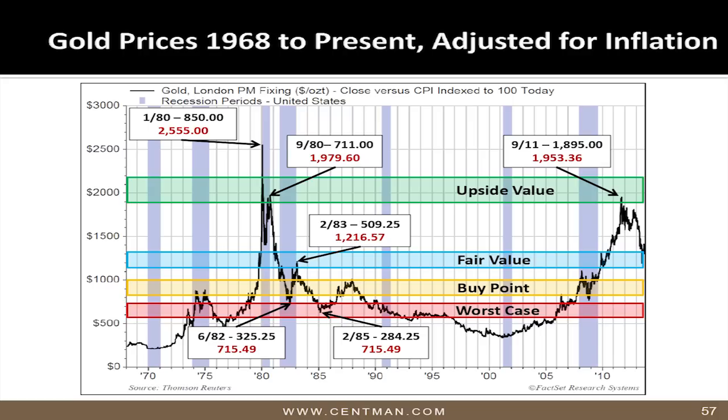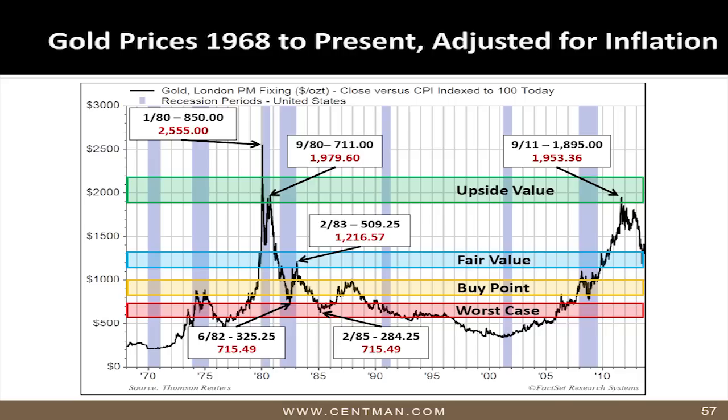So you look at the bottoms and you can see that 300 is about the bottom, and if you inflation adjust it, it's around 650 to 700. That's our worst case. If you look at the midpoint, the fair value, it's around $509. That's that little peak there in 83, and then we ran that down, and that came out to about 1,200. So the midpoint is about 1,200.